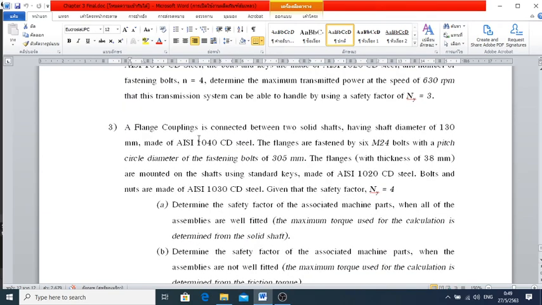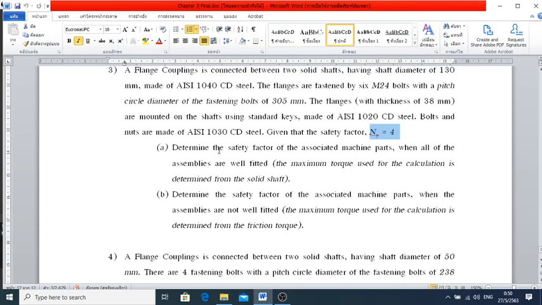What I got there has been recommended by this problem set. We have the material of steel. The coupling is made of steel, 140, and then we have 6 of M284, and the pitch diameter is 305, the B term there, and then the flange thickness is 38. On the shaft, I use a key, and that is the material of the key. Bolts and nuts are made of 1030 C steel, and the recommended safety factor is 4. Part A: determine the safety factor of the associated machine parts when all of the assembly is well fitted.